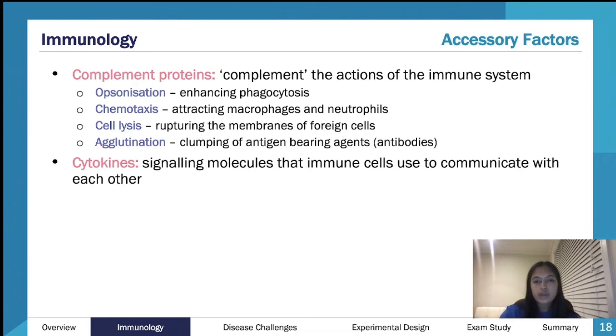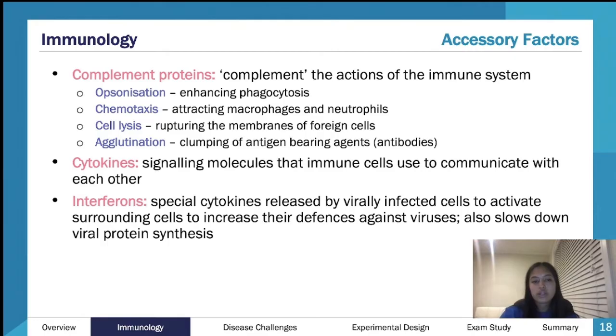Cytokines are also quite important. They're signaling molecules, and they're basically just methods of communication. If a cell wants to talk to another cell, it will release these cytokines. Interferons are also very important. They're a subset of these cytokines, and they're released by cells that are infected with viruses. What they do is warn the other cells nearby, telling them, I'm infected by a virus, watch out.